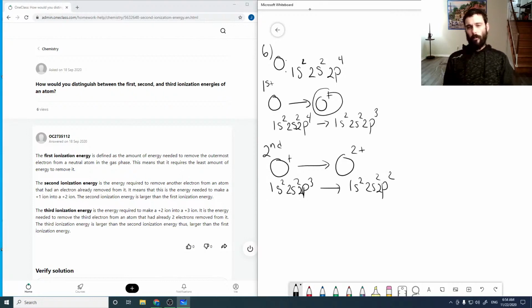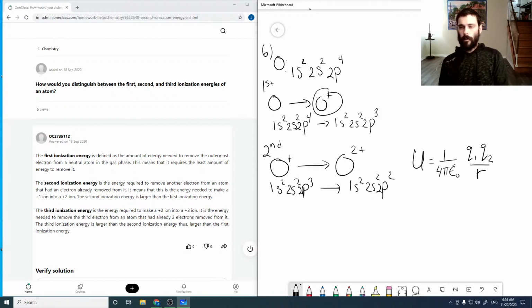So now in this case, we're removing an electron from a positively charged species. Recall that the potential energy, or the energy for electrostatics at least, is 1 over 4 pi epsilon naught Q1 Q2 over R. And we're trying to take our electron, which would be Q2 in this case, away from the proton.